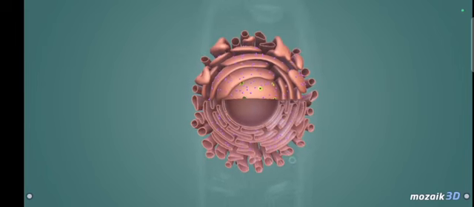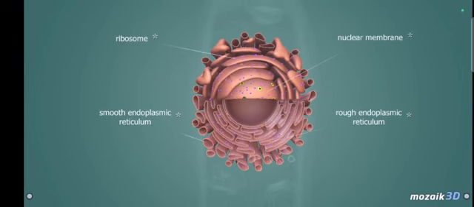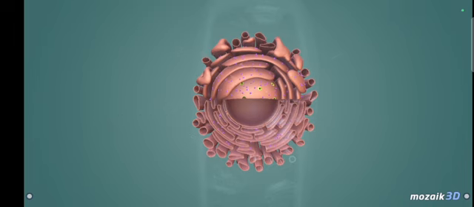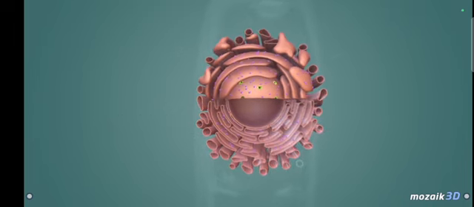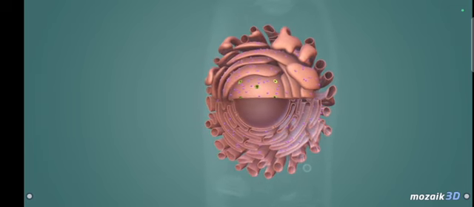The rough endoplasmic reticulum is nearer to the nucleus. Its surface contains ribosomes, which synthesize protein molecules in the order specified by the DNA, which is copied into messenger RNA molecules in the nucleus.